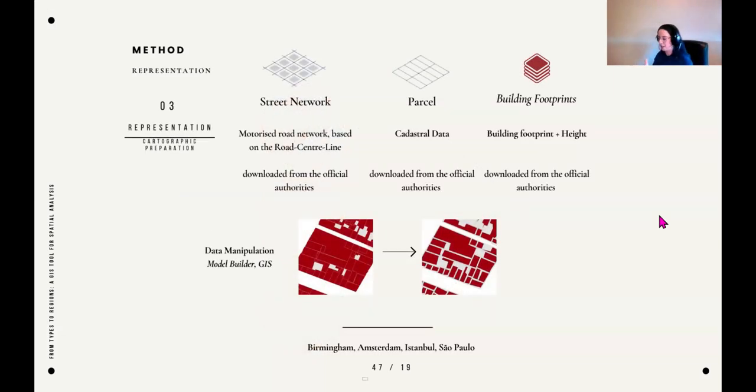So once we have the layers, we have the spatial unit of analysis. Now it's time to start working with our layers, and they were all downloaded from official authorities, so they are open source data. Before actually running all the procedures and calculating all the measures, we went through data manipulation in GIS in order to clean the data, and we collected our case studies. I like to call them our urban lab. There were 3 different cities and one final case study. So we collected data from Birmingham, Amsterdam, Istanbul, and São Paulo.